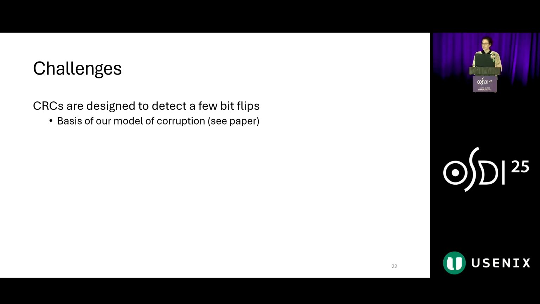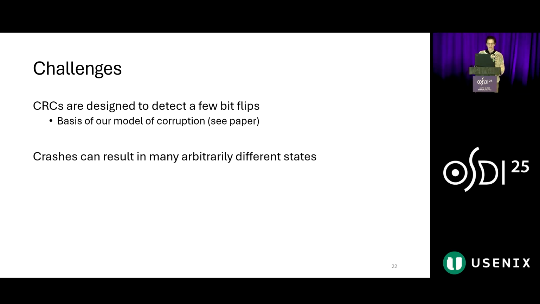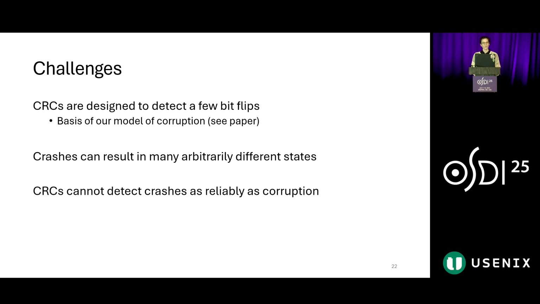We have a lot more details on exactly how we work that into our proofs in the paper, but the key thing here is that crashes can result in states that are arbitrarily different and may differ by far more than a few bits. What this means is CRCs are potentially not going to be as reliable at distinguishing between inconsistent crash states as they are at detecting corruption.